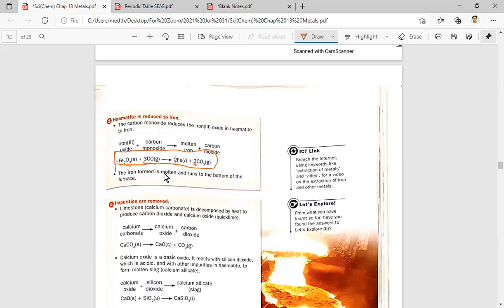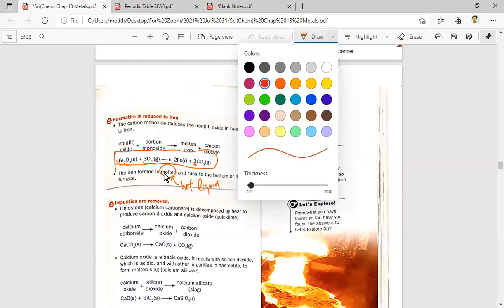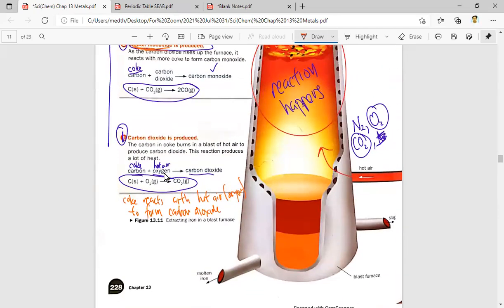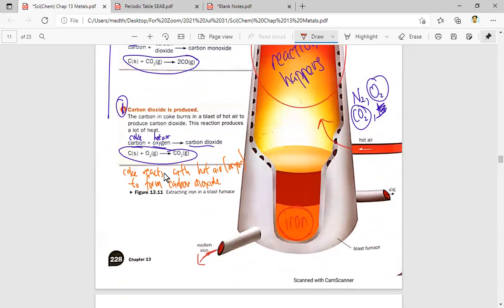Do take note, iron formed is molten and runs to the bottom of the furnace. So whenever you see the word molten here, it just means it's a very hot liquid. And because it's a liquid, you know that it will definitely flow down the blast furnace. At this point, this part here is actually the iron. Iron is at the bottom layer because it's a liquid, it will flow all the way down. And when there's a tap over here, when I switch on the tap, the molten iron will actually flow out. It's quite a cool reaction actually.